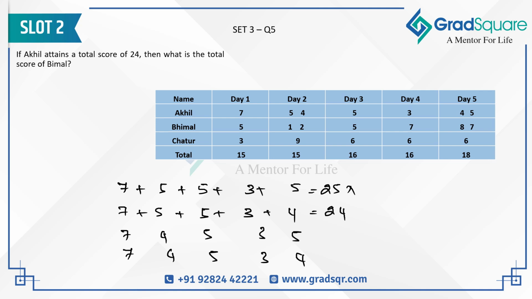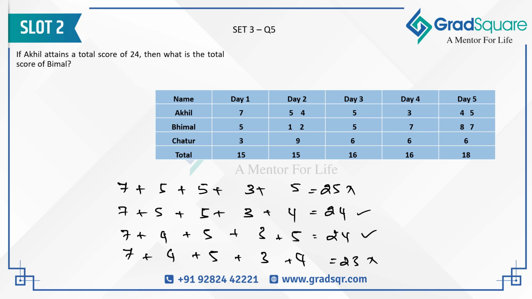And here if I have 7, 4, 11, 16 and 19, 16, 19 and 24, again this is a match. And if I take 7, 4, 11, 16, 19 and 23, this is not a match, so either it should be 5 and 4 or 4 and 5. So what is the total score of Bimal? For these two possible cases, I'm going to check.